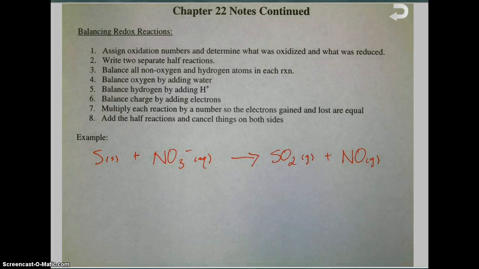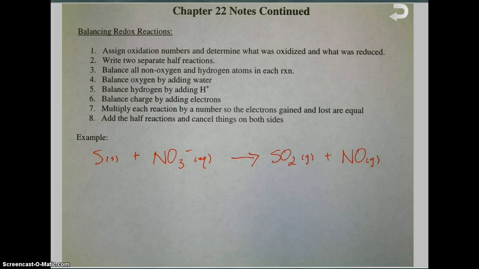So to do this, we're going to have to split our reaction up into half reactions and show those electrons that are being oxidized and reduced. And there's a very specific method that you have to follow to make this happen. So this is the example we're going to use. Sulfur plus nitrate is going to yield sulfur dioxide and nitrogen monoxide gas.